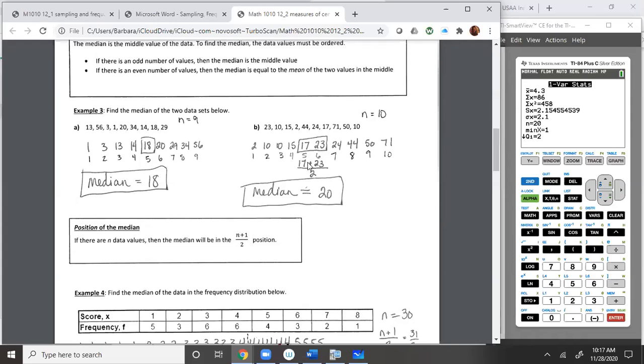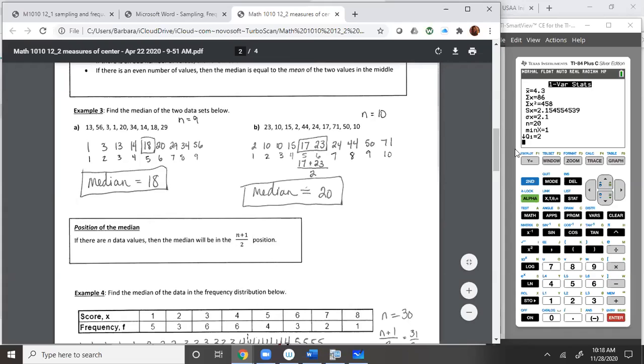Another way to find out the middle of the numbers is by adding 1 to n, so that's 11, dividing by 2, so the position is 5.5. Your middle number will be at position 5.5, which is not a number in the list. So we need to take the two numbers, 17 and 23, add them up and divide by 2. So we're taking the mean of the two middle numbers, and we get 20.